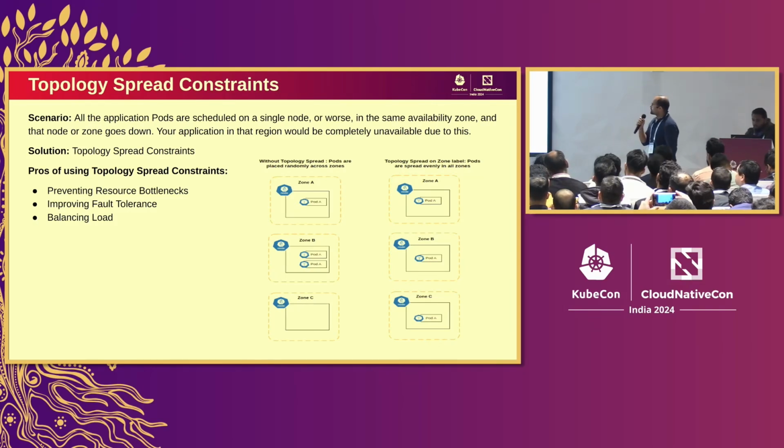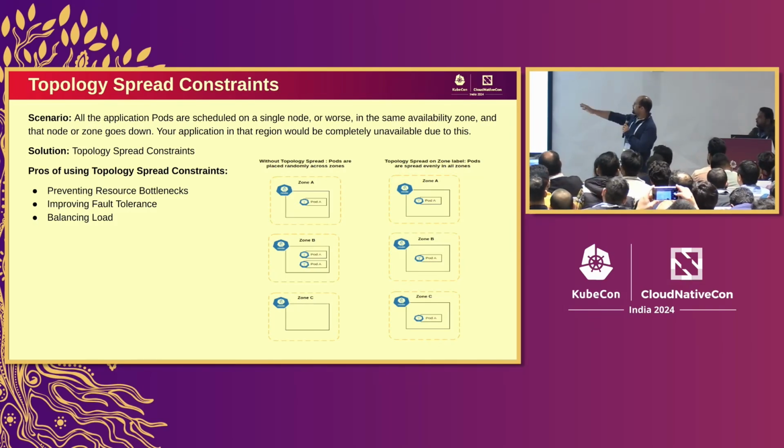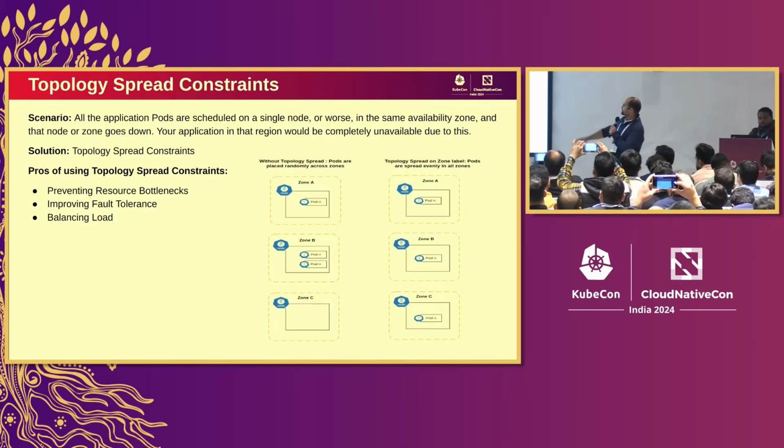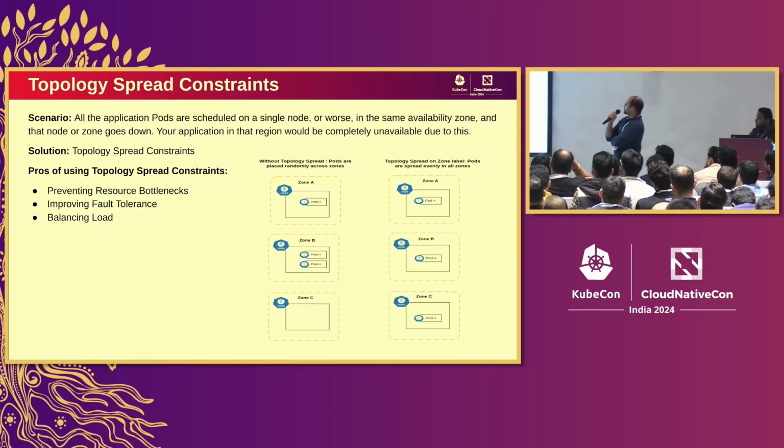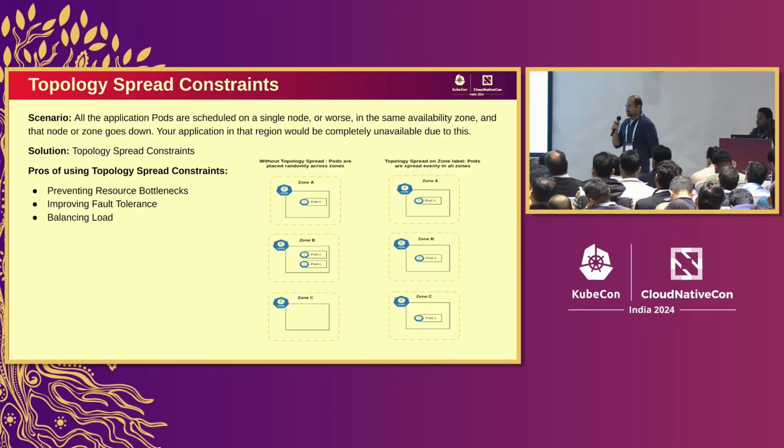For example, on your left side, the application pods are scattered, whereas we have zone A, zone B, zone C, given by a cloud provider. What topology spread does is, it helps you spread your pods across all the zones available. So in this way, even if my zone C goes down, I have my pods available in zone B and zone A. This will help me keep my applications up. So what are the pros of topology spreads? That is preventing resource bottlenecks. We won't be relying on one zone. Second is balancing load and improving fault tolerance.